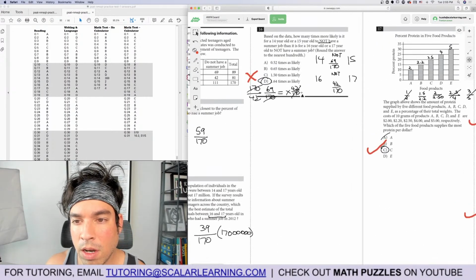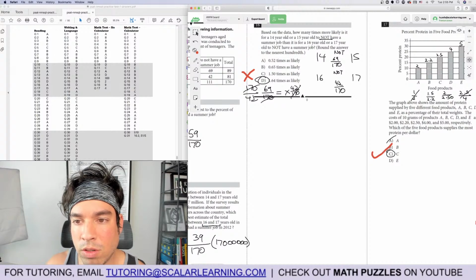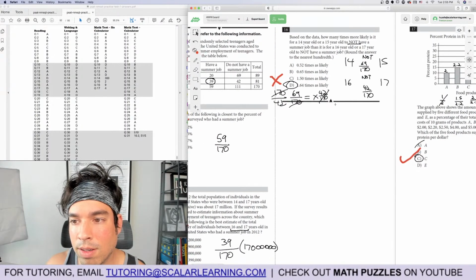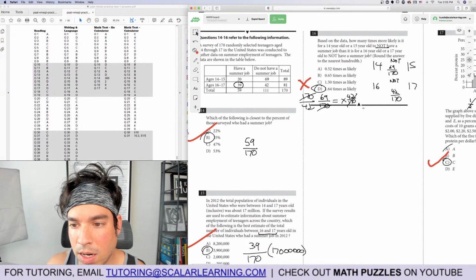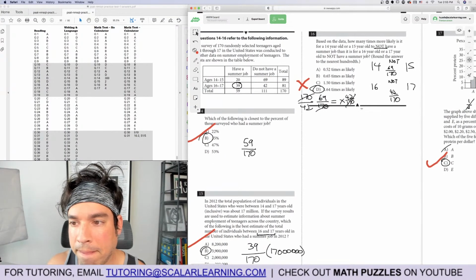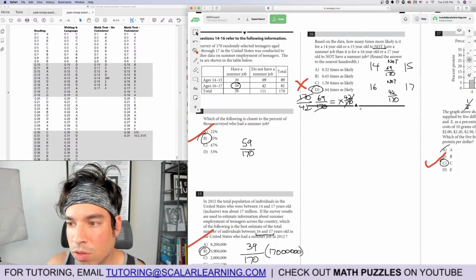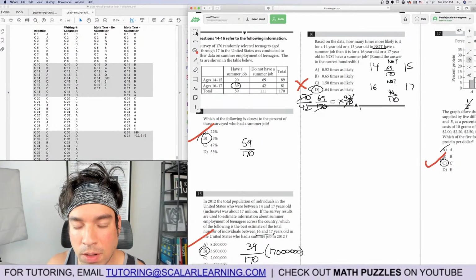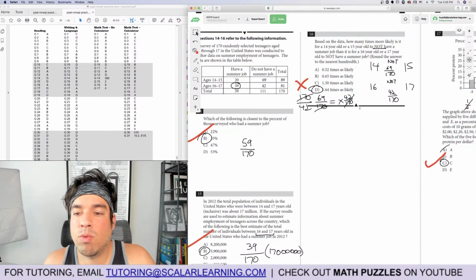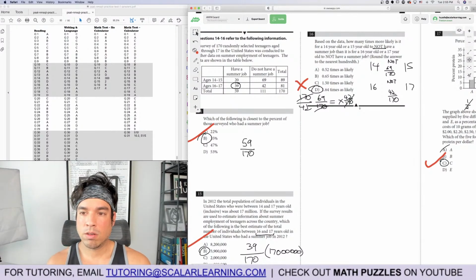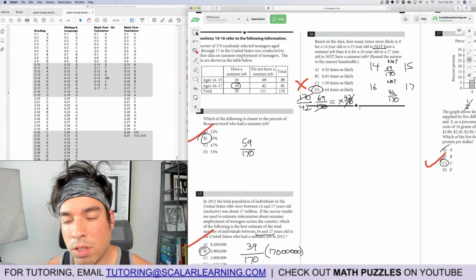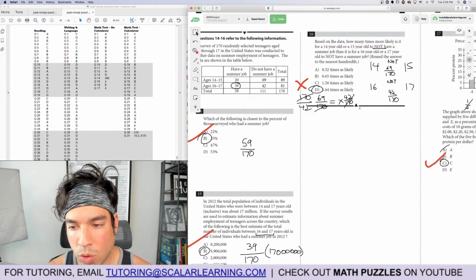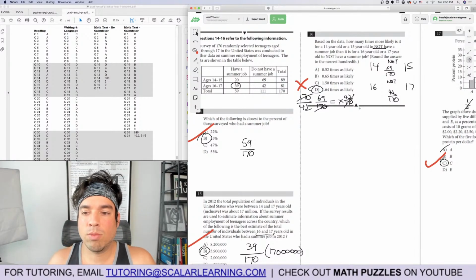How many times more likely is it for a 14 or 15-year-old to not have a summer job, 69, than it is for a 16-year-old or 17-year-old to not have a summer job? Okay, let me think about what I did wrong. I know what I did wrong. I took it out of the total 170. That's not what I should have done.